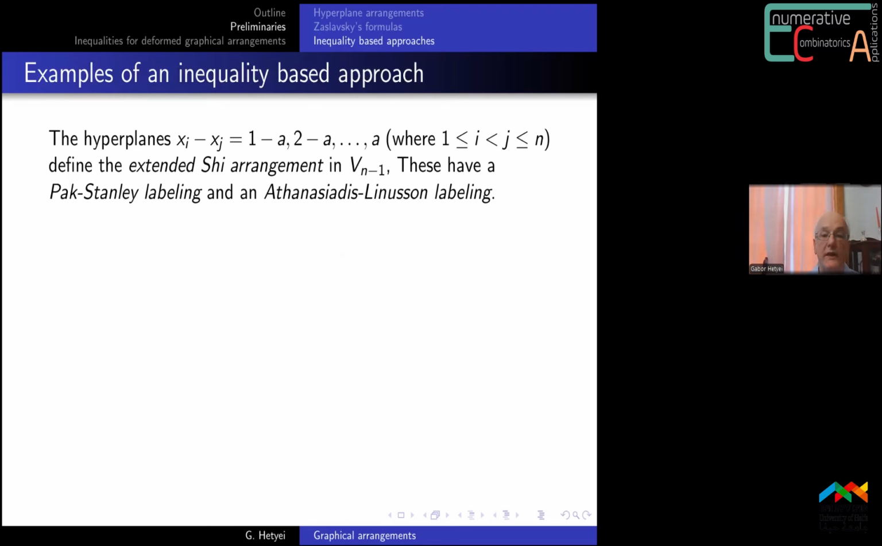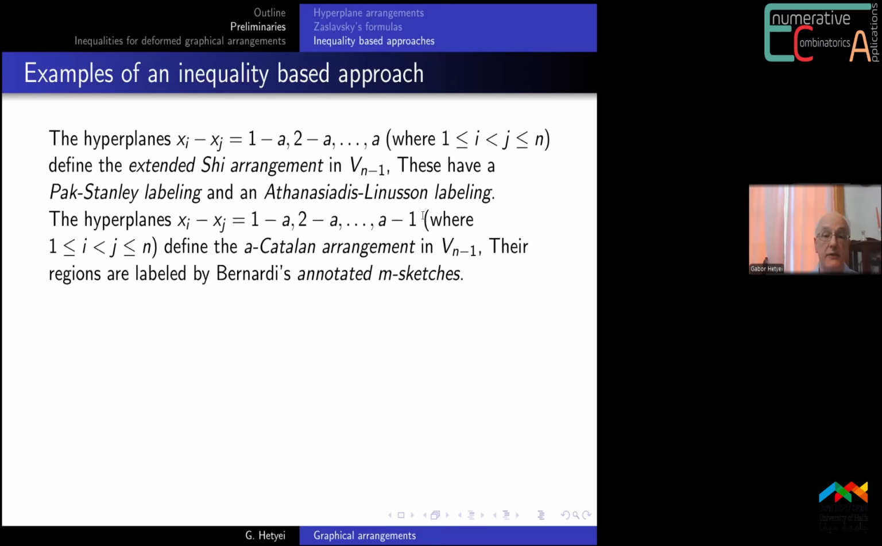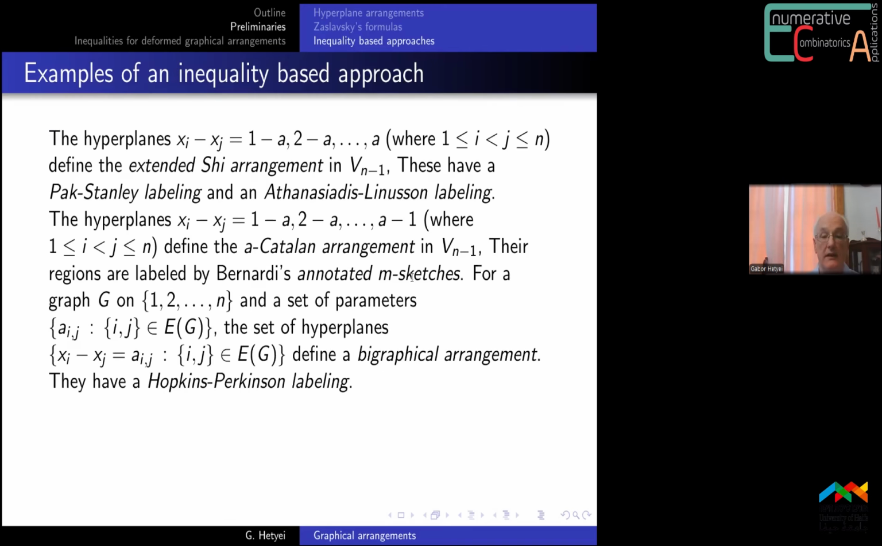Here are a few examples where inequalities were used to label regions in a hyperplane arrangement. There is the extended Shi arrangement, which has a Pak-Stanley labeling, and an Athanasiadis-Linusson labeling. And just when my paper got accepted, I got a warning that the labeling I looked at, based on the Athanasiadis-Linusson labeling for the Catalan arrangement, was already found by Bernardi, and those are the annotated sketches.